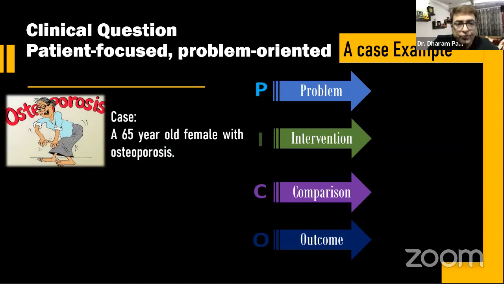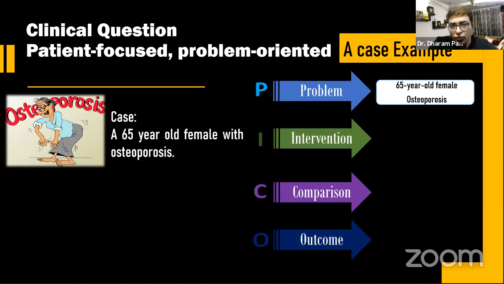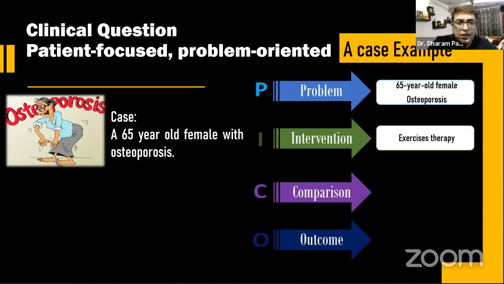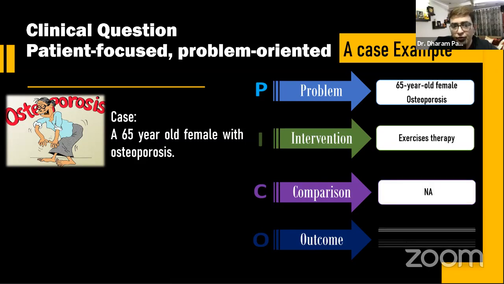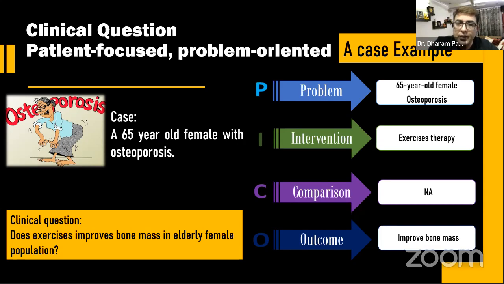Another example here is a 65-year-old female with osteoporosis. Once you put this in the PICO tool, the patient is a 65-year-old female and the problem is osteoporosis. I want to see whether exercise therapy helps with osteoporosis. I don't want to compare any other therapy here; I want evidence of what works for an old osteoporotic patient. So I will not put any comparison, but I am looking at whether exercise therapy improves bone mass in elderly females. So probably my question would be: does exercise improve bone mass in the elderly population?